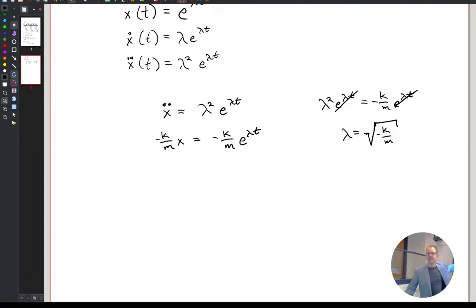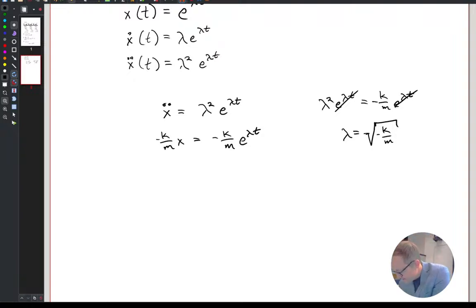Rather than saying my function is e to the i root k over m t. It works, you can do that, but now all of your constants that you're solving for are imaginary numbers. It's a little extra work.